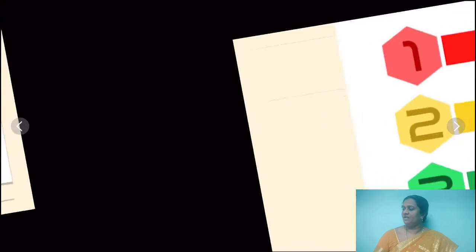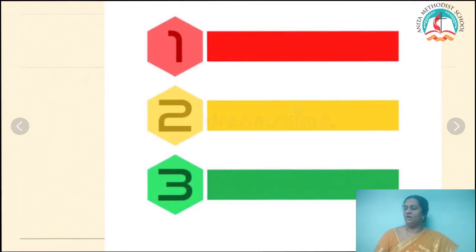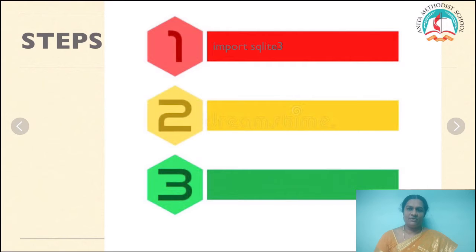Now next we are going to see the steps for how to work with SQLite. There are 3 steps. We will see them one by one. What is the first step? The first step is we have to import SQLite. In the last lesson we saw importing. What are the 3 modules? Correct: the sys module, the os module, and the getopt module. And now we are going to import SQLite here.